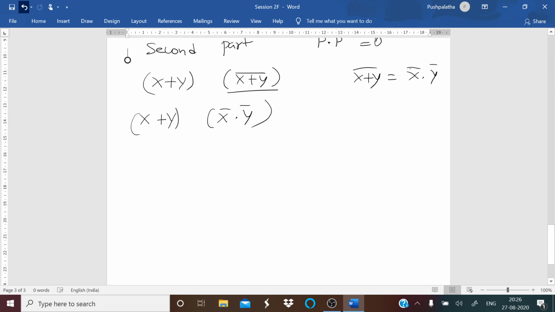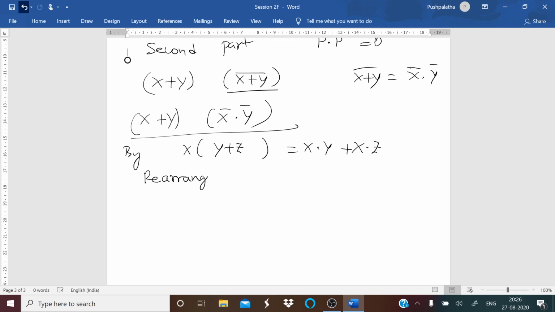Now you have the theorem that x into y plus z is equal to x into y plus x into z. Right? So we are going to use this theorem to convert. Now let us rearrange this term. So x bar into y bar into x plus y. We are just rearranging. Alternatively, it is the same. Now we are going to consider this as x, this as y plus z. So that will be x into y.